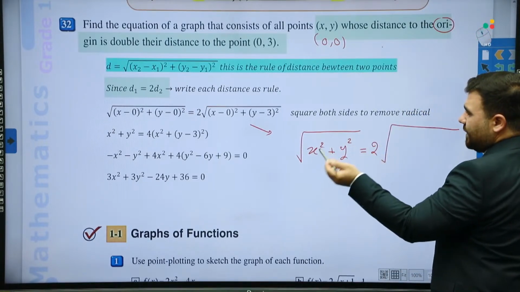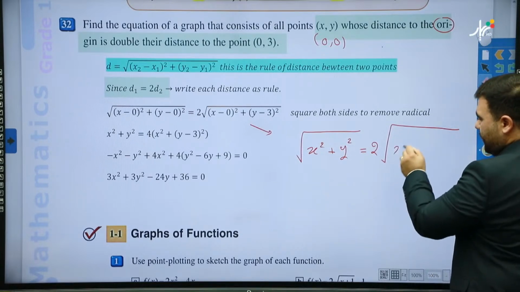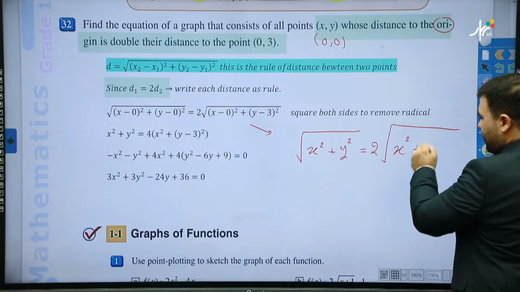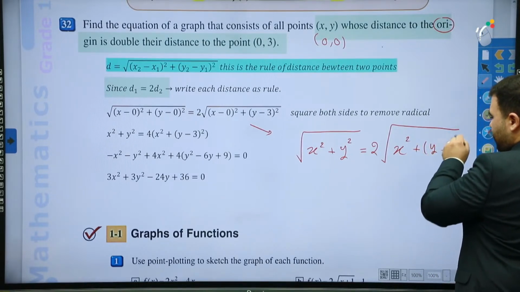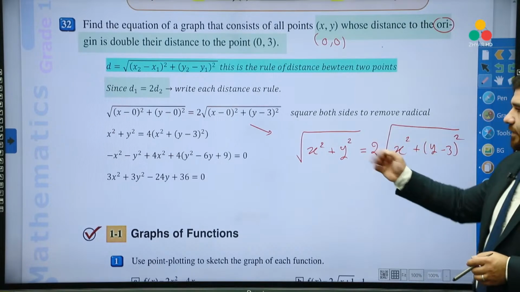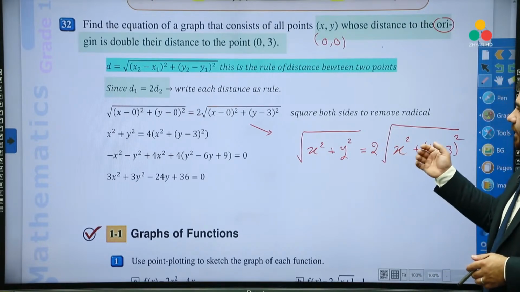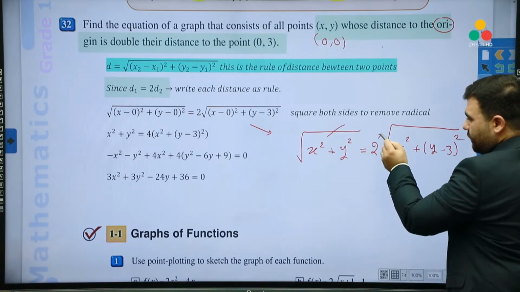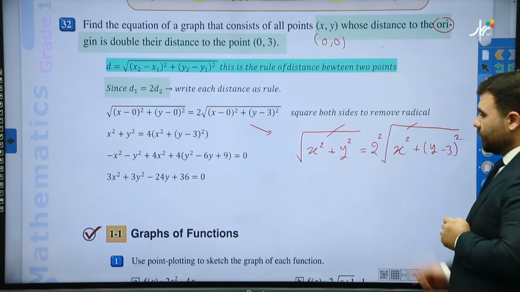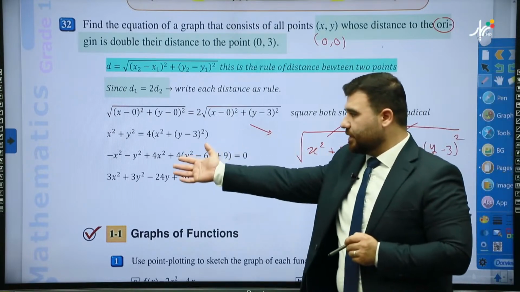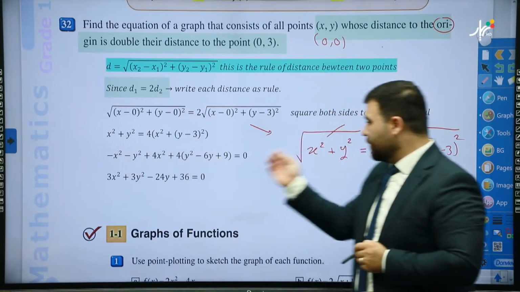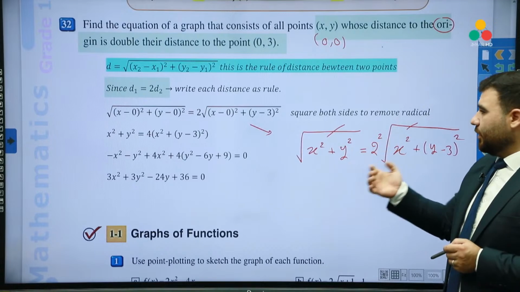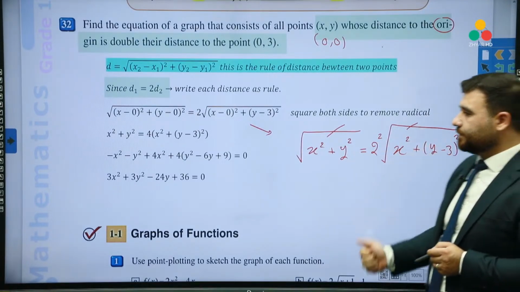again the square root of x minus 0, which is x power 2, plus y minus 3 power 2. Now I have this. To solve this, square both sides, then the square roots will go. This will be 2 power 2, which is 4. Then we get to this step: x squared plus y squared without root, equal to 2 power 2, which is 4, times this one, which has no root again.